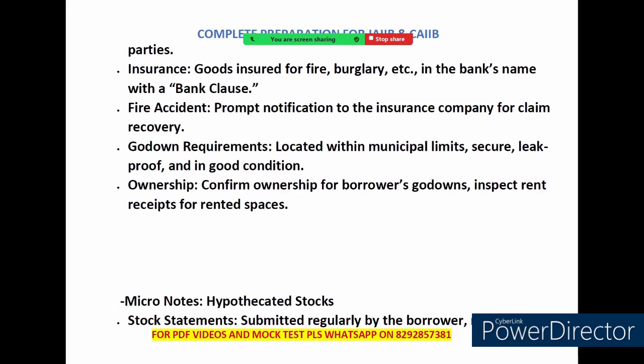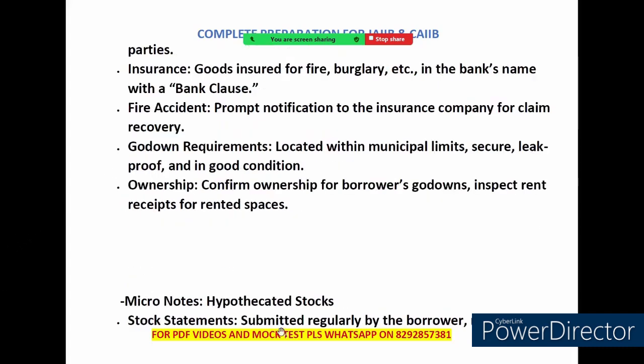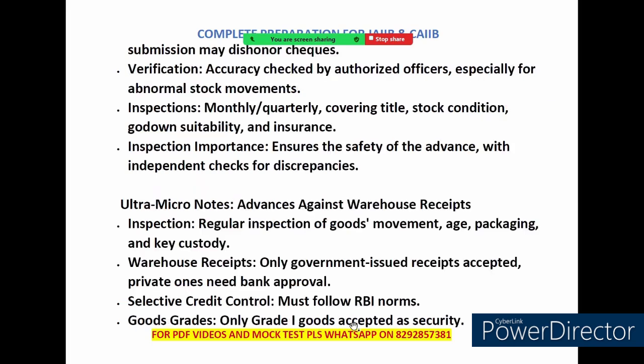Now there is something called hypothecated goods. The borrower submits a regular stock statement, and if they don't submit, the cheque may bounce, right? So obviously the stock statement should be regularly submitted by the borrower, and the bank officer inspects the stock monthly or quarterly to ensure everything is in order. This is crucial for keeping the loan secure, right?